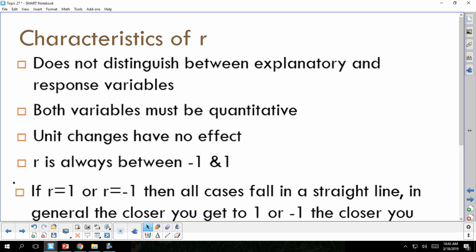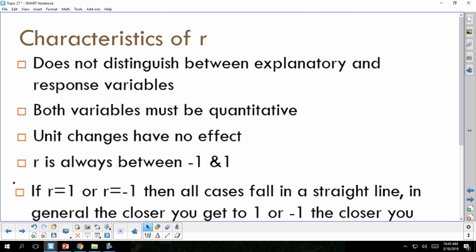Also, just with any linear regression models, both variables must be quantitative. Unit changes have no effect. Right? So if I go from centimeters to inches, or inches to feet, or feet to miles, we're going to have the same exact R. You don't have to do it for both x and y, just one. You do a unit change on either of them, and you'll see.